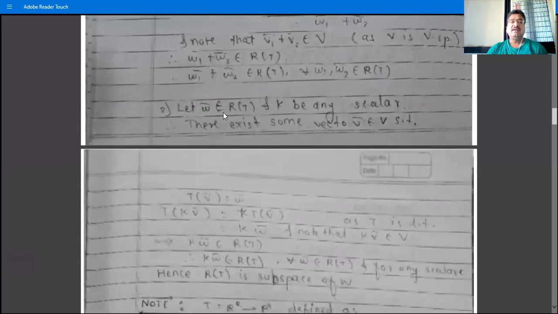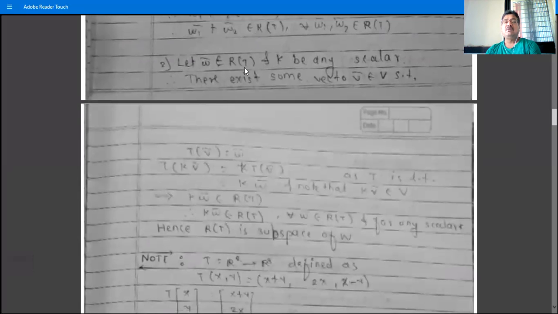Then the next property: let W bar belonging to R(T) be any vector and K be any scalar. Then we have to prove that K times W bar belongs to R(T). As W bar belongs to R(T), there exists some vector, suppose V bar in V, such that T V bar is equal to W bar. That is, W bar is the image of some element of V; suppose that element is V bar, so T V bar is equal to W bar. Then consider T of K V bar. Then it is K times T V bar, by using the property of a linear transformation, as T is a linear transformation.